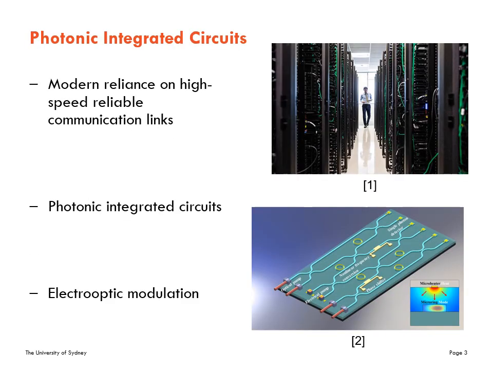The modern world is becoming increasingly reliant on high-speed, reliable communication links which make up the backbone of telecommunication networks, data centers, and more. One promising technology emerging from the union of photonics with CMOS electronics is photonic integrated circuits, a photonic analog to electronic integrated circuits. At the heart of this convergence is the electro-optic modulator, which allows the encoding of electrical signals onto light.